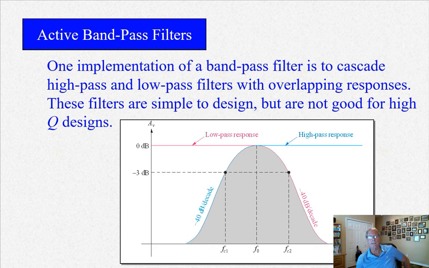The problem is that they haven't got very good Q, meaning the slopes on the sides of these are like minus 40 dB per decade, which is 20 dB per decade per pole. So that's a two-pole high pass and a two-pole low pass over here. Bolted together, you end up not getting this response, okay? So we do other things.